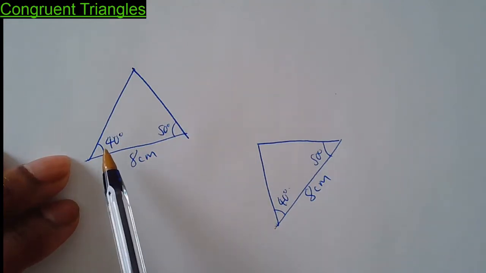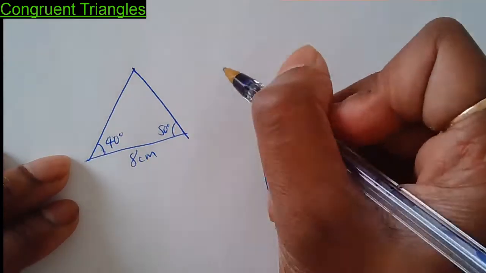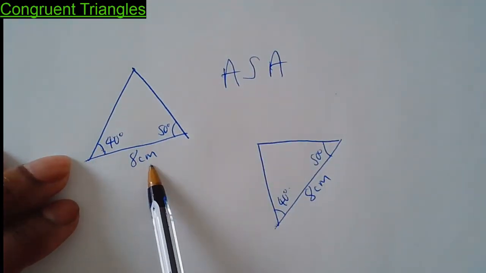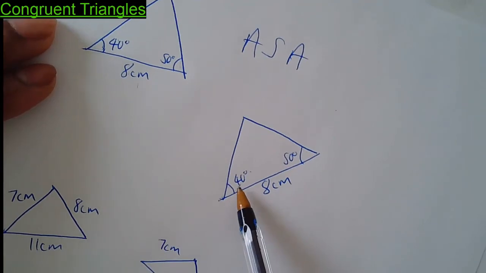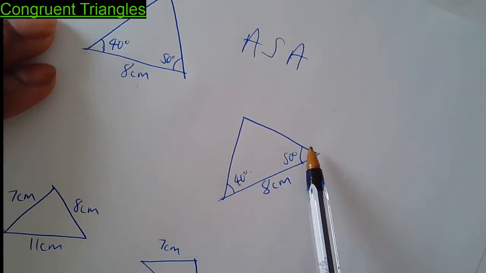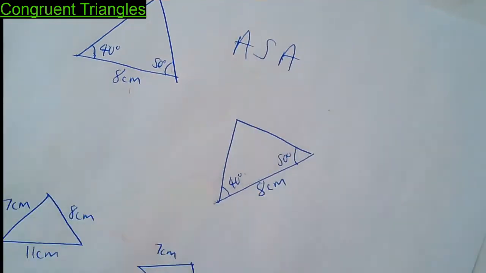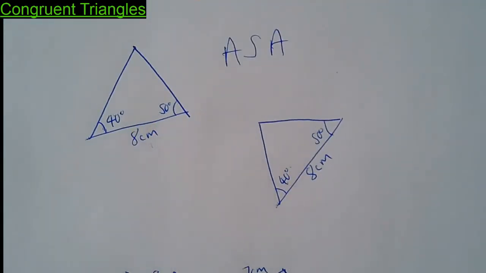So this is what we call angle, side, angle. So 40 degrees, 8 centimeters, 50 degrees. Same here, 40 degrees, 8 centimeters, 50 degrees. It's a side that's between the two angles. So these are congruent.